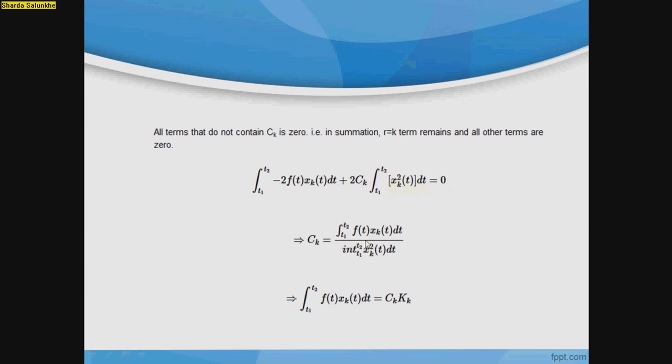So ck is equal to the integration over the period t1 to t2 of f(t) xk(t) dt divided by the integration over the period t1 to t2 of xk square(t) dt. So that is equal to the integration over the period t1 to t2 of the function f(t) xk(t) dt, and this function will be here. So ck times kk of t.